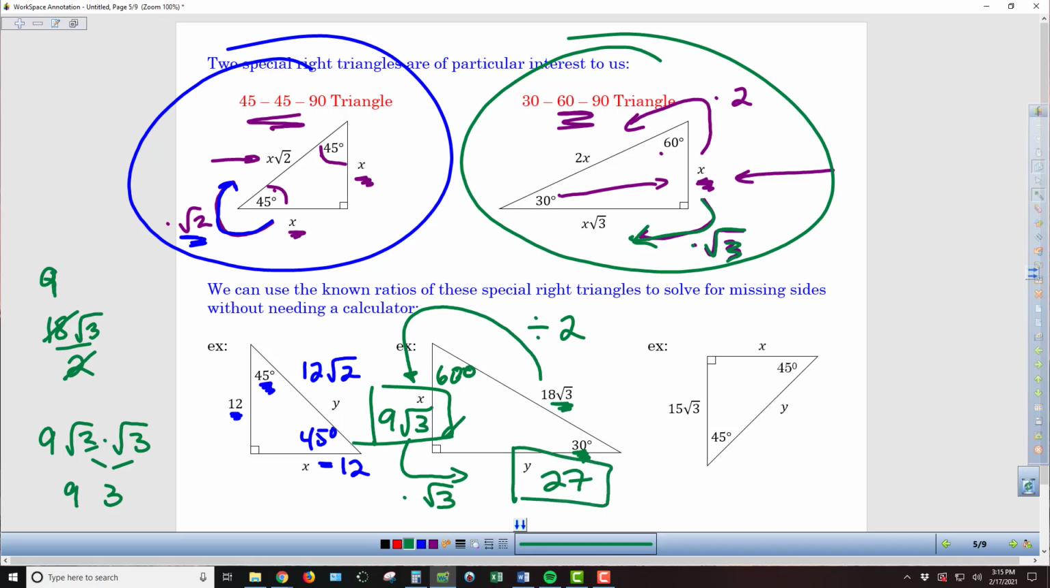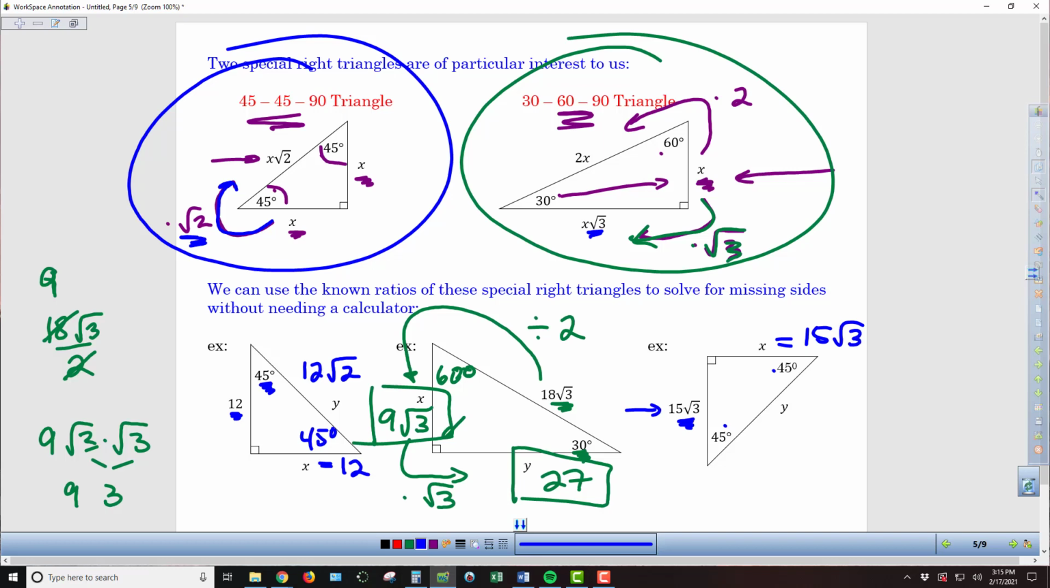The last one of the bunch, we might be baited into seeing this root 3 here and thinking, root 3 is a 30-60-90 triangle, but if we note the measures of the angles, it's clearly a 45-45-90 triangle. So if that is one of the legs right here, 15 root 3, that means the other leg, in this case x, is also going to be 15 root 3.